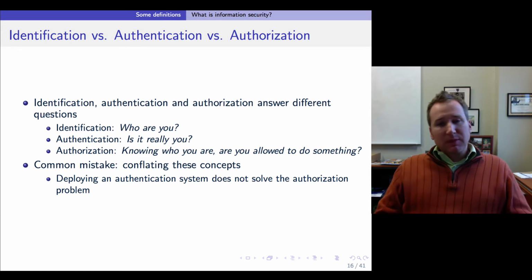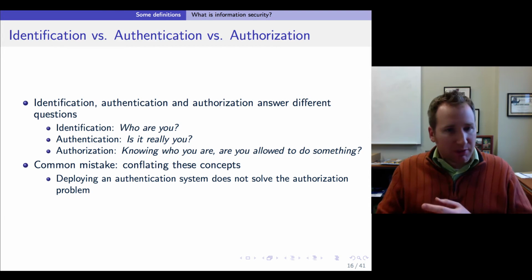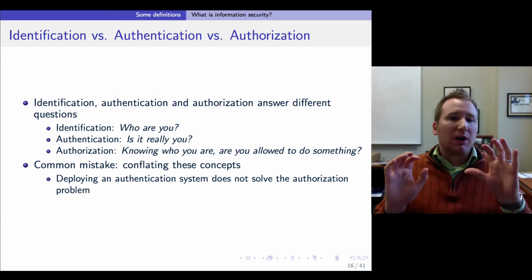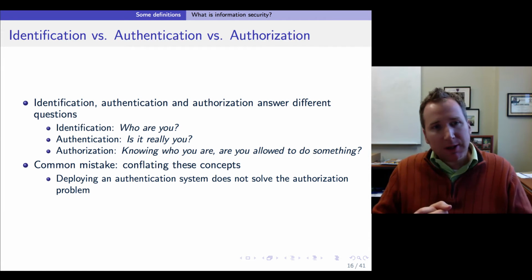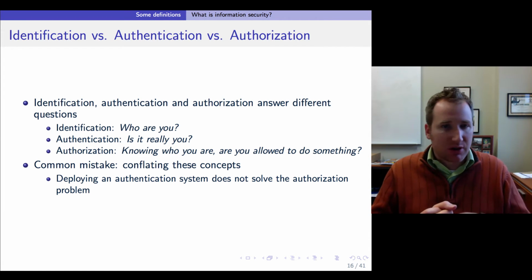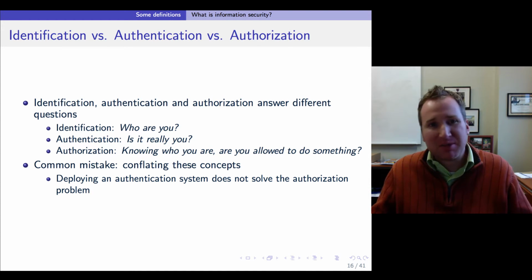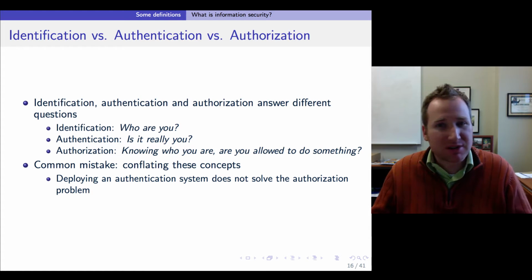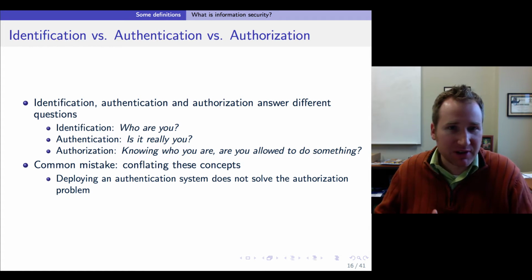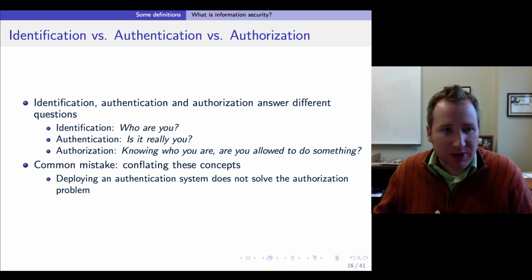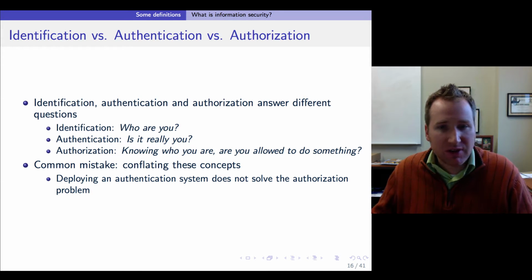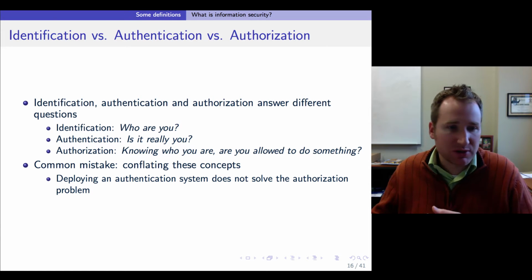Okay, so we've talked about the protection goals: confidentiality, integrity, and availability. Now I want to talk about a related issue, which is identification, authentication, and authorization. These may all sound like the same thing to you. In fact, if you look in a thesaurus, these might even be synonyms. But they're actually quite different in subtle ways. So identification, authentication, and authorization answer different questions.